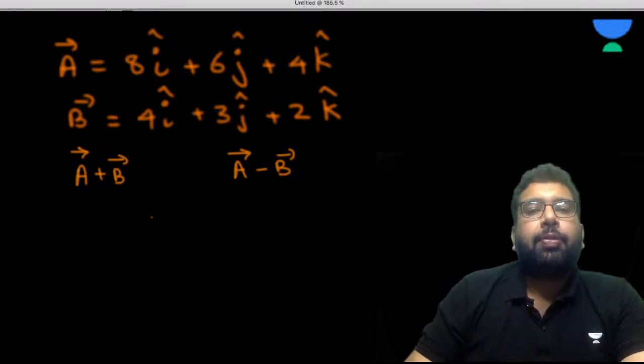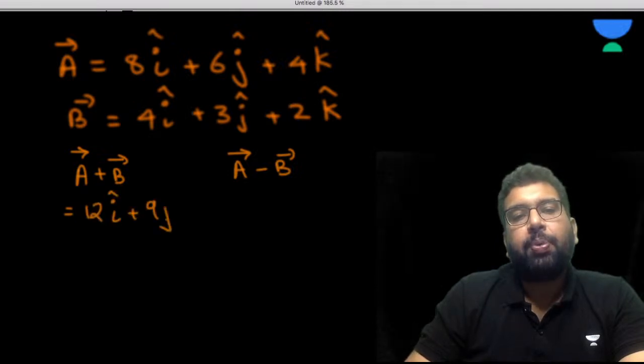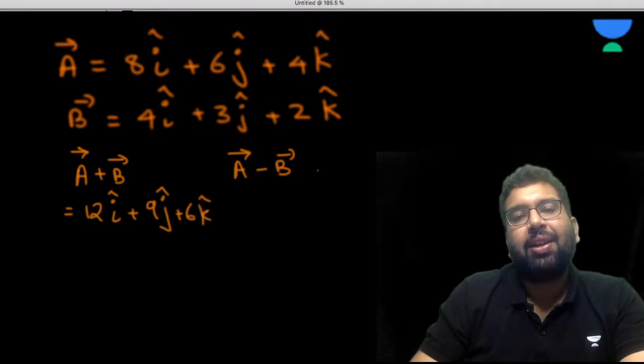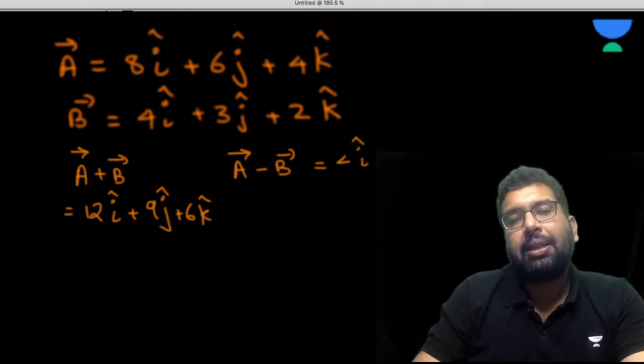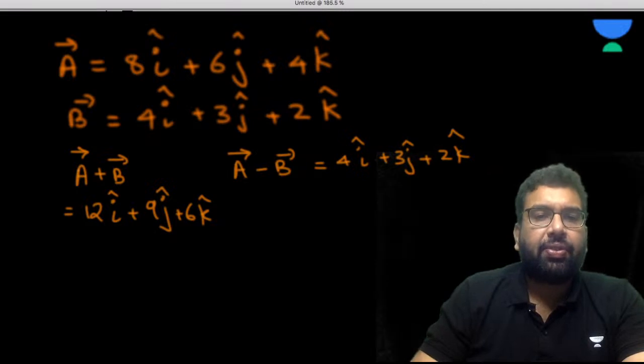Sir, very simple. When we are doing a vector plus b vector, we need to add the i components, the j components, and the k components. And when we are doing the subtraction, a minus b, that is 4i cap plus 3j cap plus 2k cap. Very easy, sir.